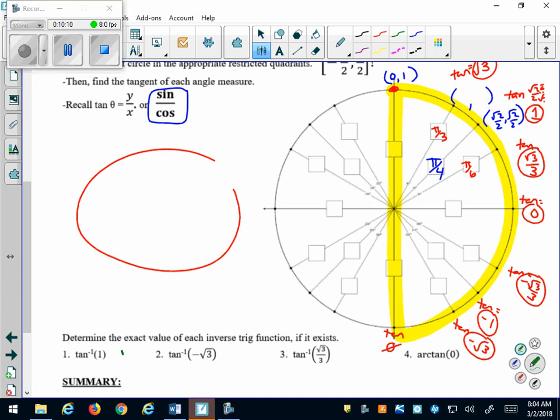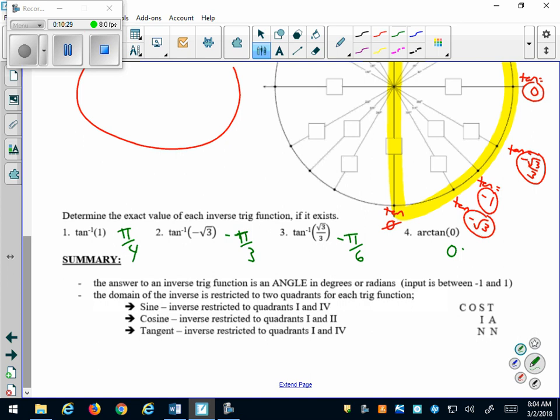All right, so this one should have been pi over 4. This one should have been negative pi over 3. This one should have been negative pi over 6. And this one should have been 0. You could do 45 degrees, 60 degrees, 30 degrees.